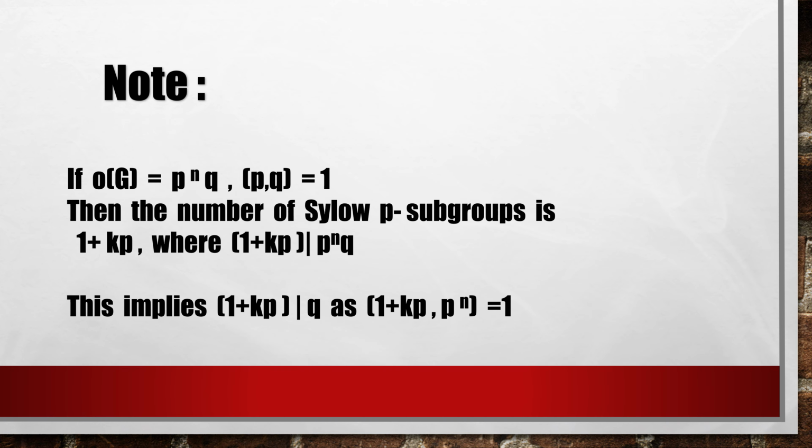It should be noted that if the order of the group is equal to p power n times q, where the gcd of p and q is equal to 1, then the number of Sylow p-subgroups is 1 plus kp, where 1 plus kp divides p power n times q. This implies that 1 plus kp divides q, as gcd of 1 plus kp and p power n is equal to 1.